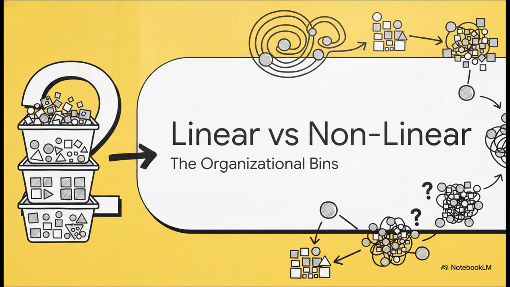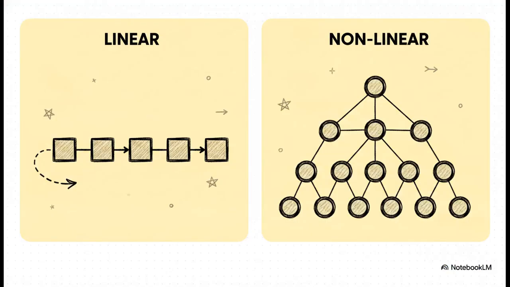Section 2. Linear versus nonlinear structures. The organizational bins. You can think of data structures basically as organizational bins for your messy datasets. The right bin makes finding your items instantaneous, the wrong one means you're digging around for hours. We generally divide these bins into two main categories, linear and nonlinear.